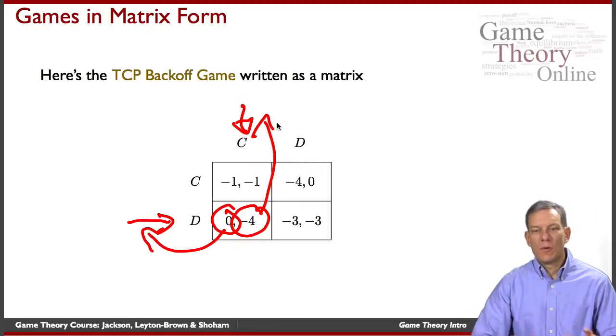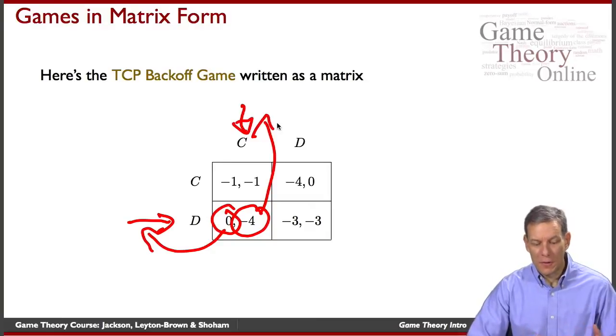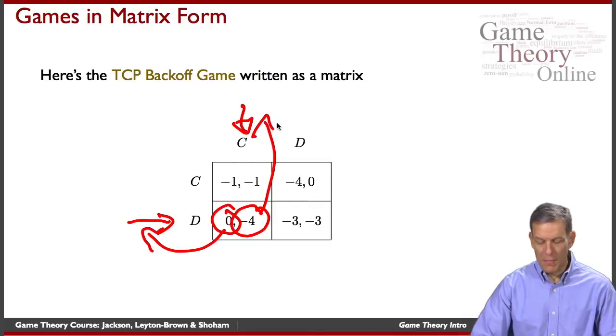So the matrix is a very simple way of representing all of the basic elements of the normal form game visually, so that we can actually keep track of exactly what the strategic interaction is and what players would like to do as a function of the game.